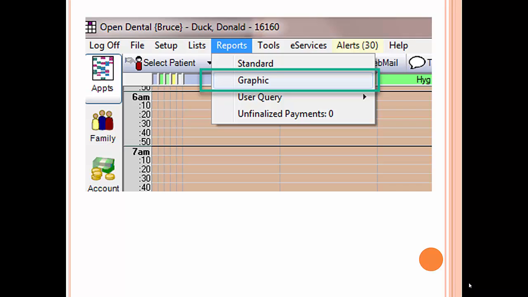So these graphic reports are built into Open Dental. Open Dental generates a new set of graphs the first of each month. And you get there by simply going to Reports and then clicking on Graphics.